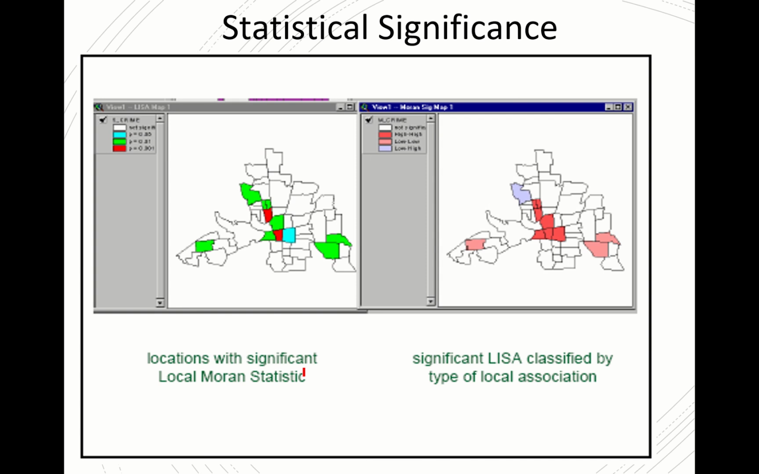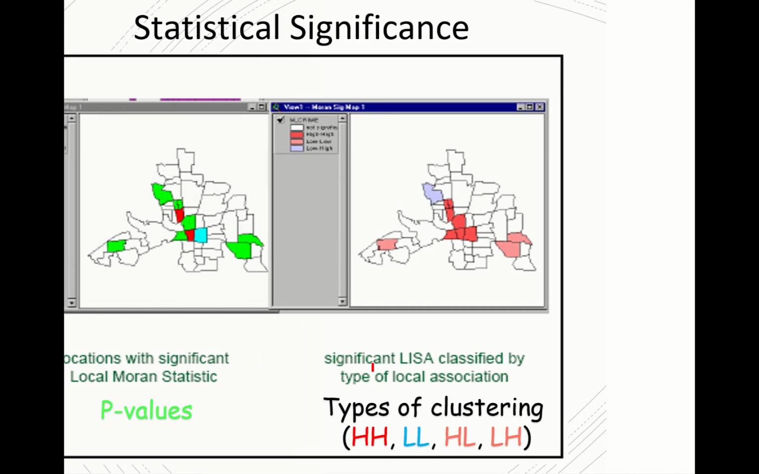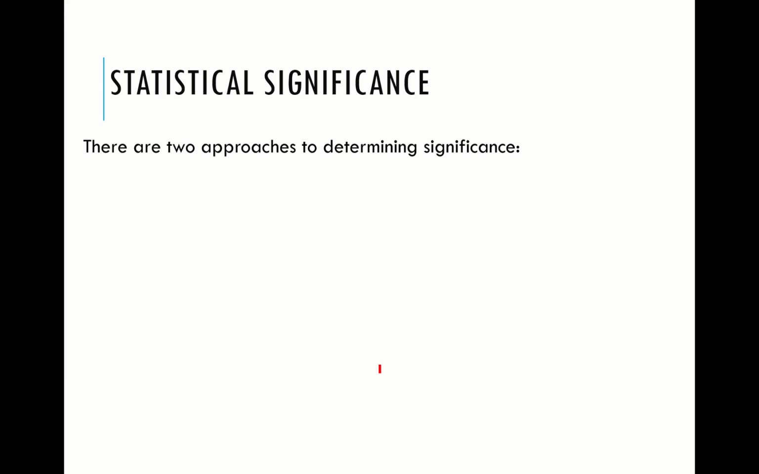So, some of the outputs that you'll get from Geog will tell you your p-values. It's a little blurry there to see, but it tells you the significance of those hotspot and cold spot results from your local Moran's I test. So the p-values tell you how significant each of those types of clustering that you get from your local Moran's I test is.